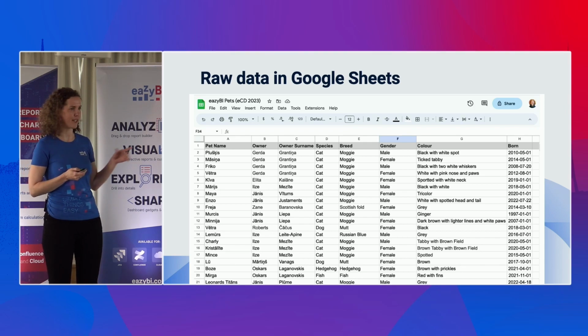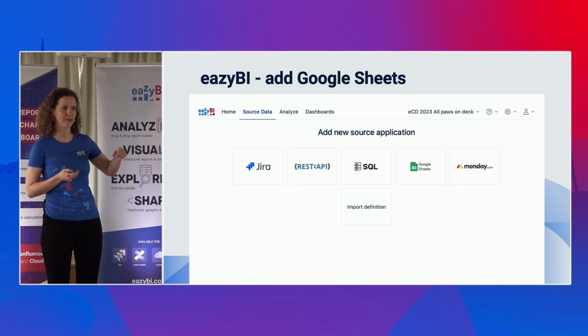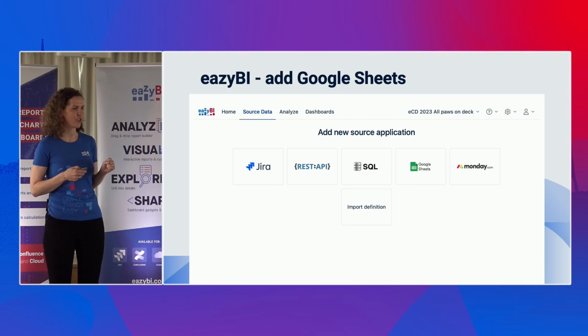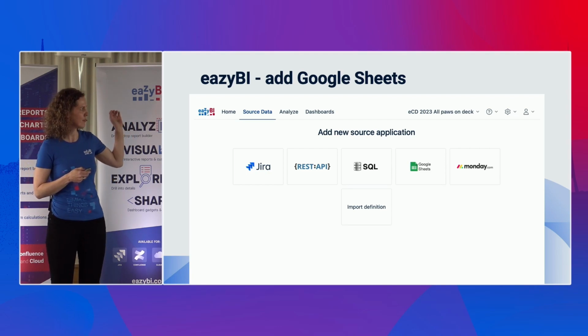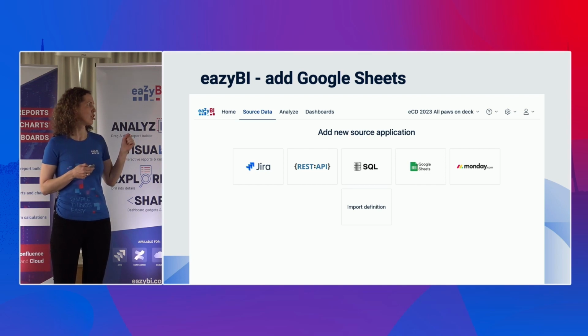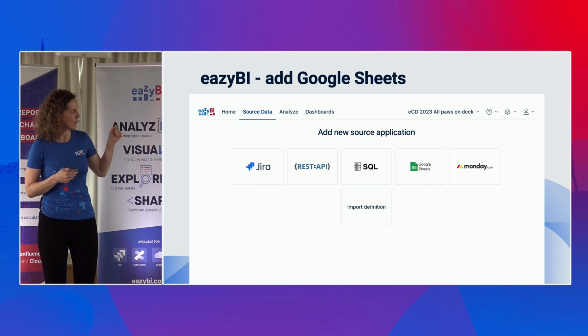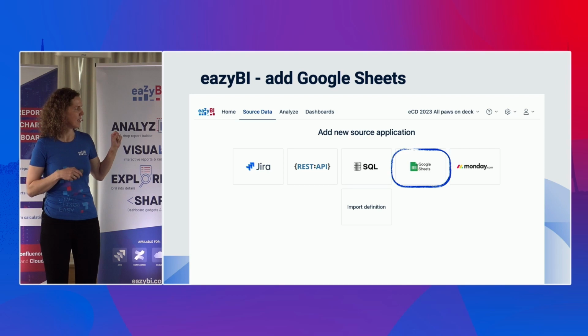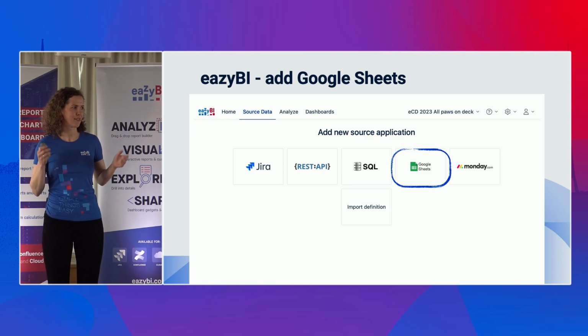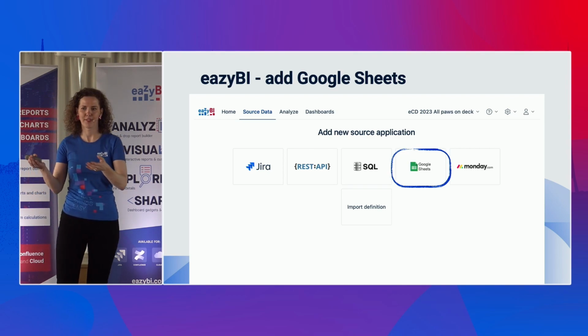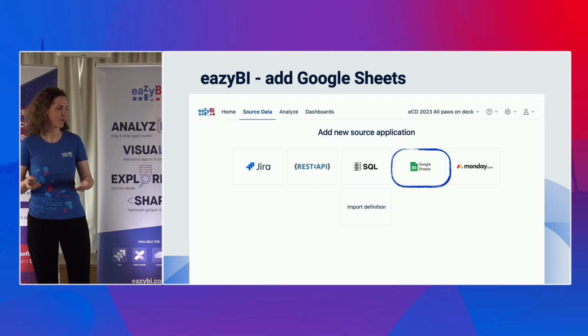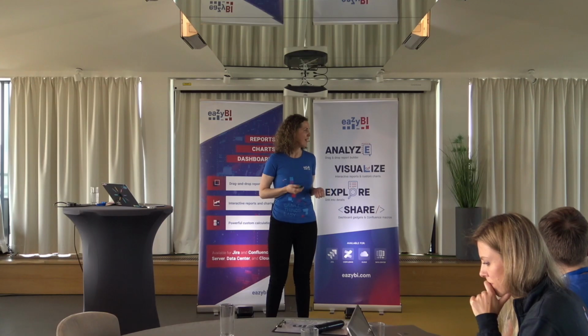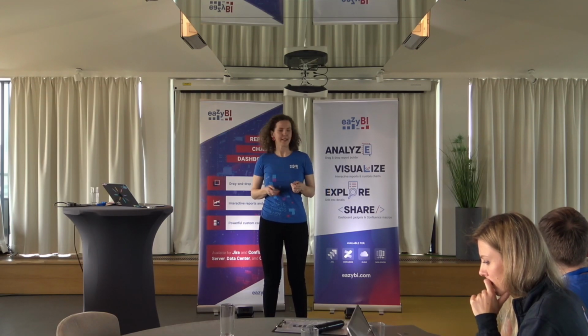And the first thing, I need this data in eazyBI. I can do it by adding just a new source application. You have all seen, I think, Jira. And there's as well the option to have REST API, SQL, and Google Sheet. And this is where I'm going, because I have a laptop, I have a Google account, I have Google Sheets, so it is where I put all the data.